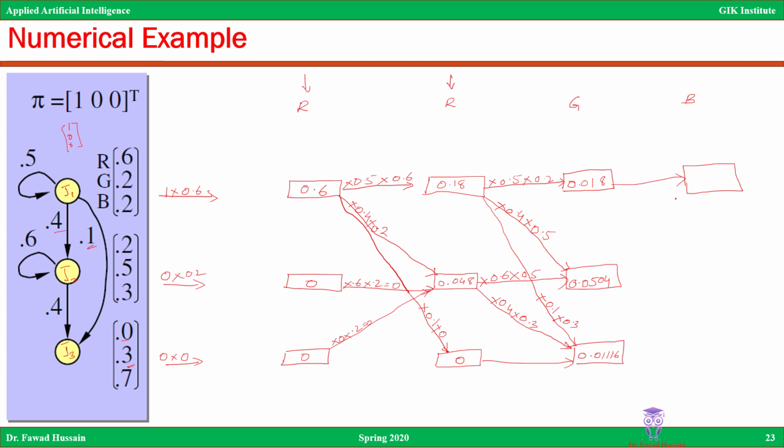And finally for the blue, we could have come from here. I'm not calculating these ones because there is no way you can go back to the first jar. So it's just going to clutter it, otherwise everything will be multiplied by 0 and it's no use. So this will be multiplied by the probability of remaining in the first jar, 0.5, and selecting a blue is 0.2.